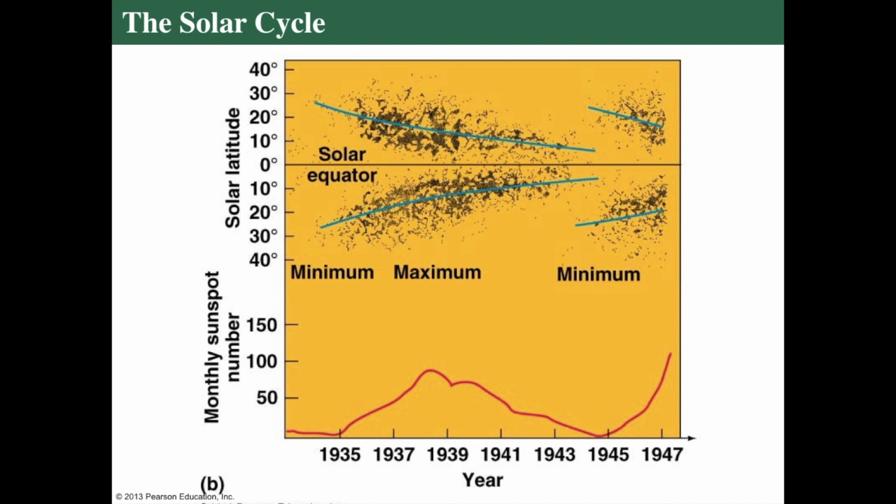But as time progresses, we see that this 11-year cycle shows that for a very short period of time, we have a solar minimum, which is the minimum number of sunspots. Then you have a solar maximum, where there's a maximum number of sunspots. And then all of a sudden they go to the equator and then dissipate rapidly, and we get a minimum again. So this is the solar cycle.